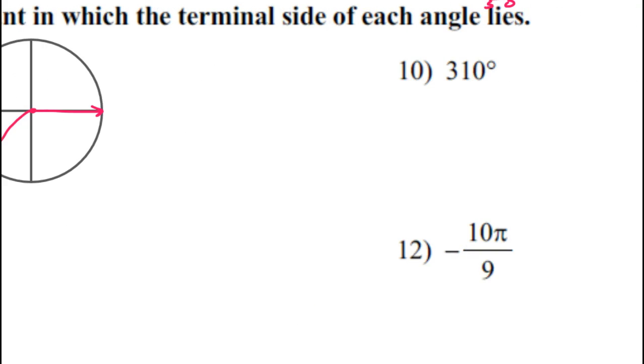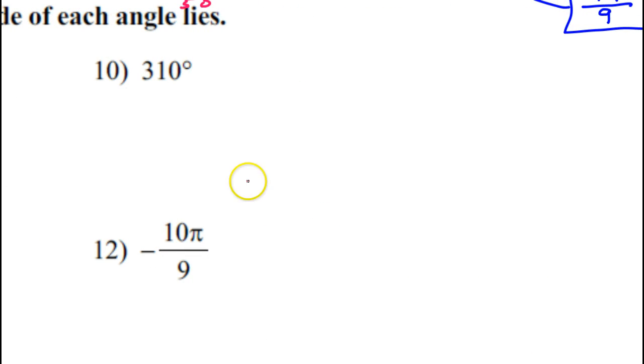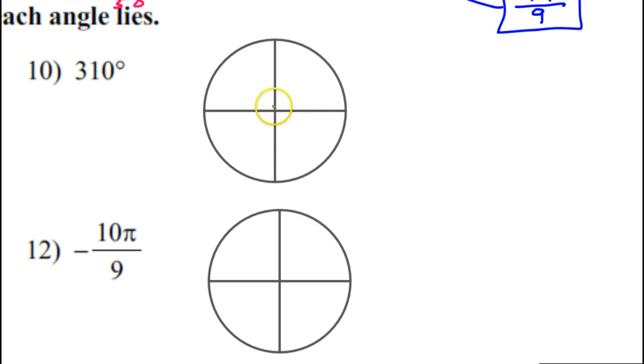Okay, let's take a look at number 10. So here's the initial side, positive x-axis. This is a positive angle, which means we are moving in the counterclockwise direction. If I went to here, that would be 90 degrees. If I went to here, that would be 180 degrees. If I went to here, that would be 270 degrees.